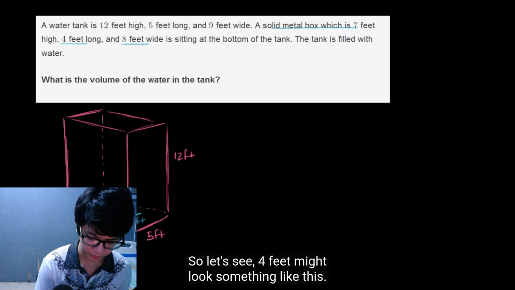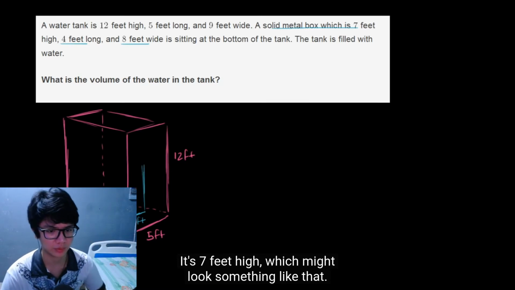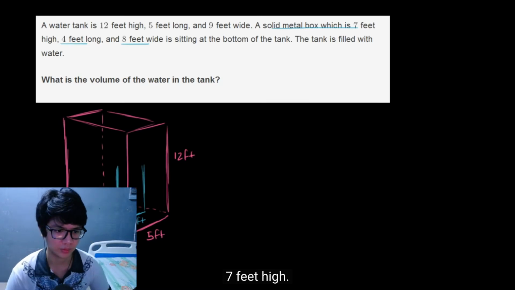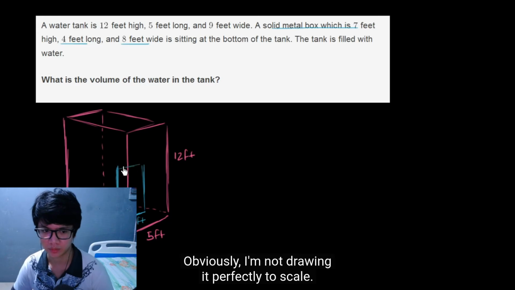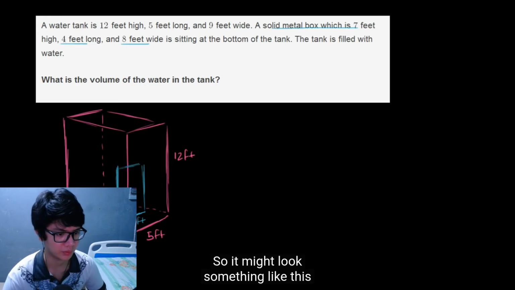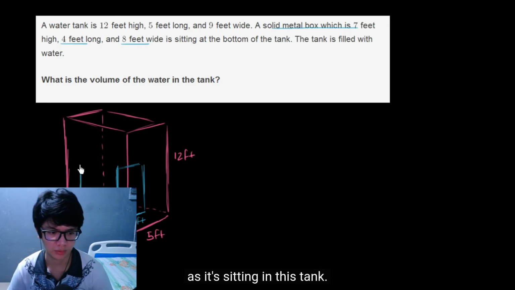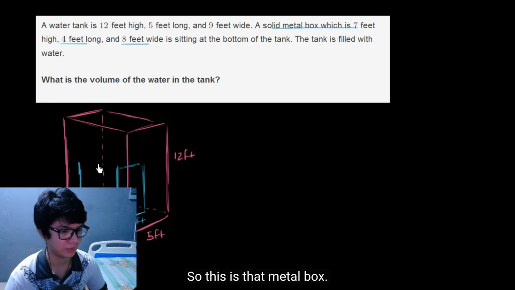7 feet high. So let's see, 4 feet might look something like this. It's 7 feet high, which might look something like that. Obviously, I'm not drawing it perfectly to scale. 7 feet high and 8 feet wide. So it might look something like this as it's sitting in this tank. So this is that metal box.